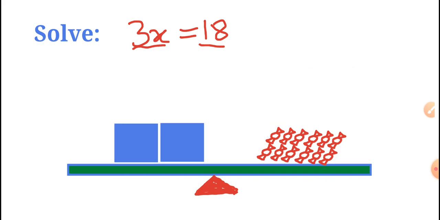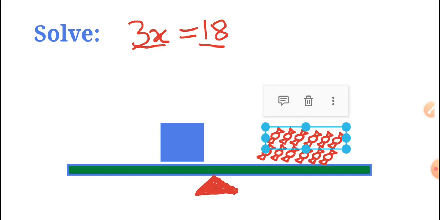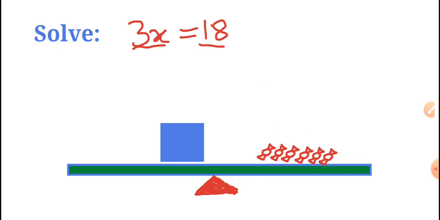So I'm dividing both sides by 3. If there were 18 sweets, 18 divided by 3 is 6. So that's how we now know that the number of sweets in the left hand box is equal to 6. If we were to do this in our exercise books, we would divide both sides by 3, so that x we know is equal to 6.